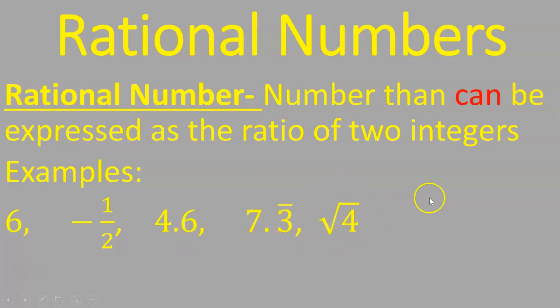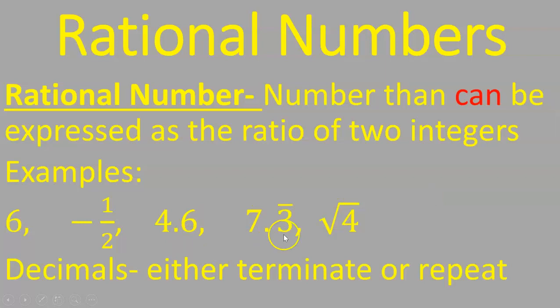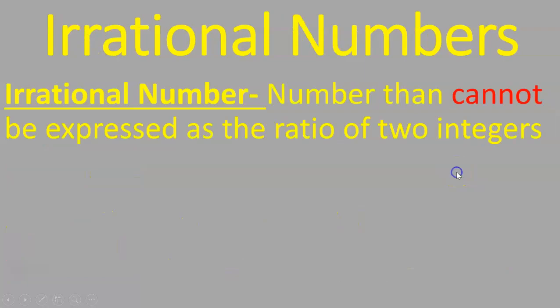Now speaking of our decimals, the decimals for rational numbers will either terminate, which means just abruptly stop, or they'll fall into a repeating pattern. Okay, one of the two. They won't just ramble on forever. In contrast, we have irrational numbers.